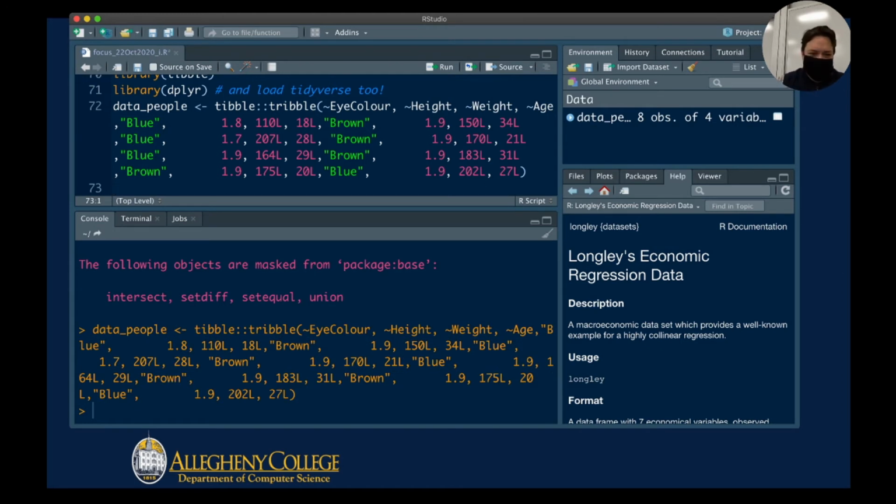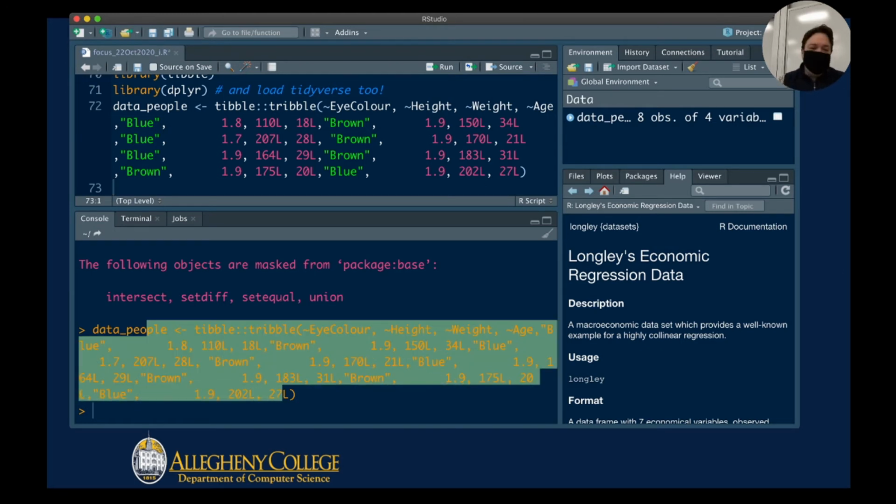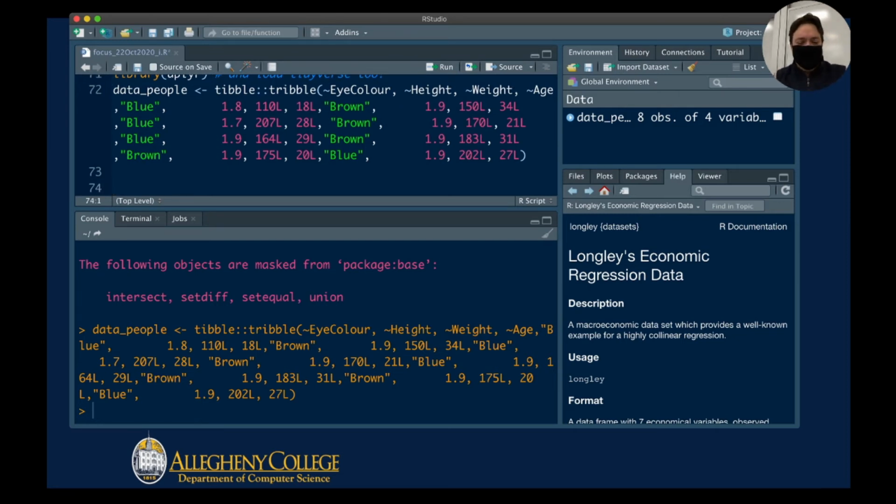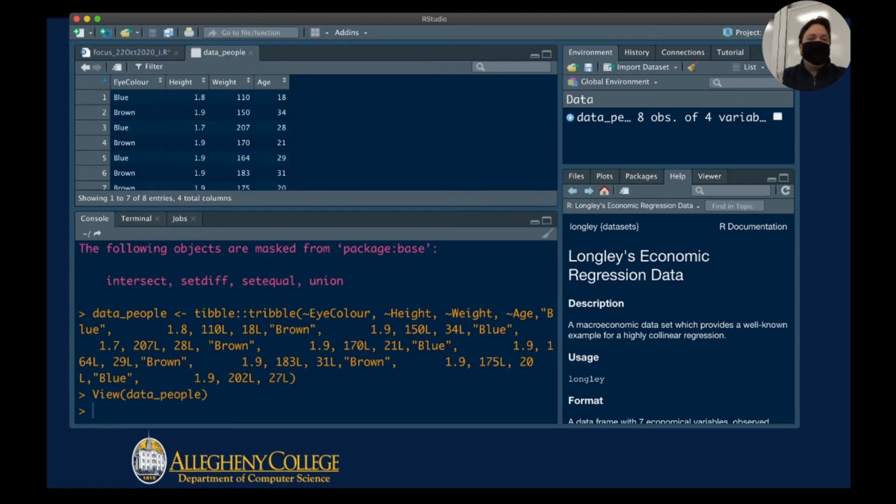I know that the code down here doesn't look beautiful, but I think that if you go ahead and actually view the information here, I've just created this data called data people. So if I view data people, there we are.